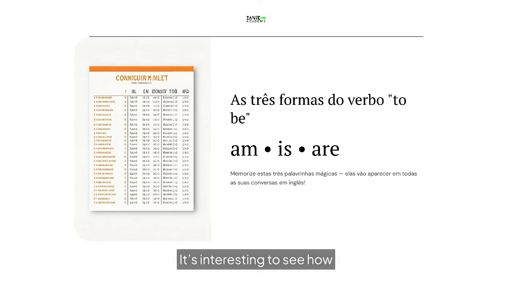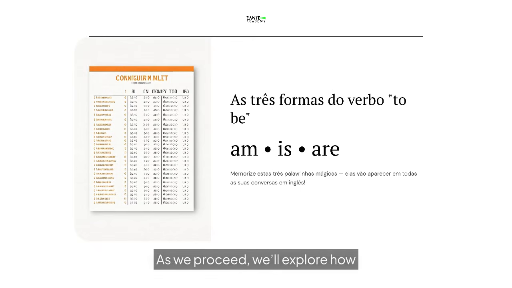It's interesting to see how each form fits into the puzzle of communication. Each one has its specific place, making our sentences clearer. Imagine trying to say, "I is happy," or "they am friends." It sounds off, right? This distinction is what keeps our language structured and understandable.